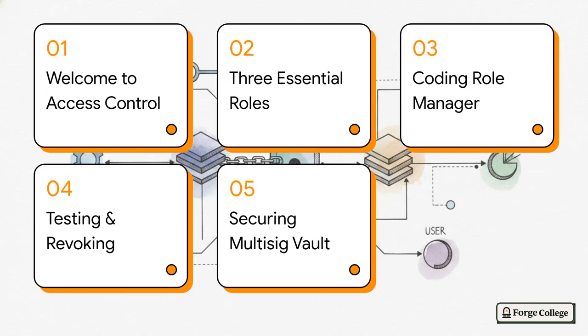So here is our engineering schematic for today. 1. Welcome to access control. 2. The 3 essential roles. 3. Coding the role manager. 4. Testing and revoking access. And finally, 5. Securing the multisig vault. Let's get right into it.